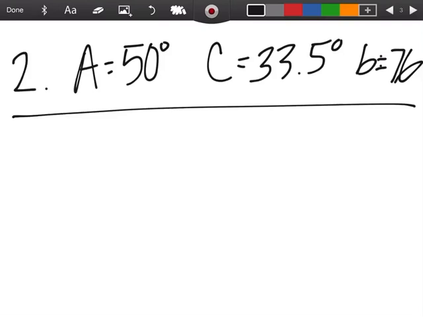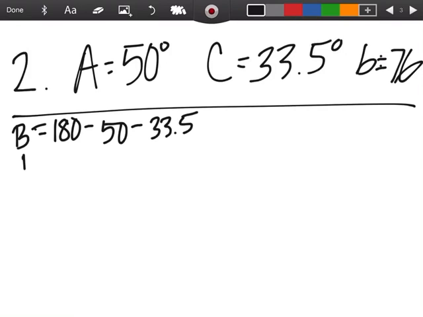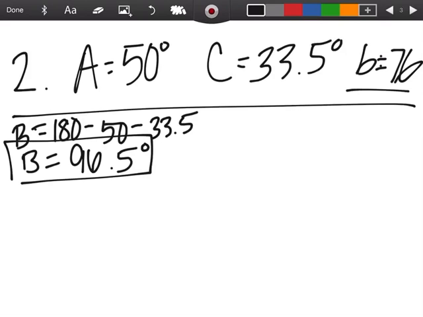I actually don't need a picture in order to do this. You can certainly draw one if it helps, but what I'm going to do first is find angle B, because angle B is going to be 180 minus 50 minus 33.5, which is 96.5 degrees. Next, I know side B, which means I need to find side A and side C. I can go in either order, it doesn't really matter.